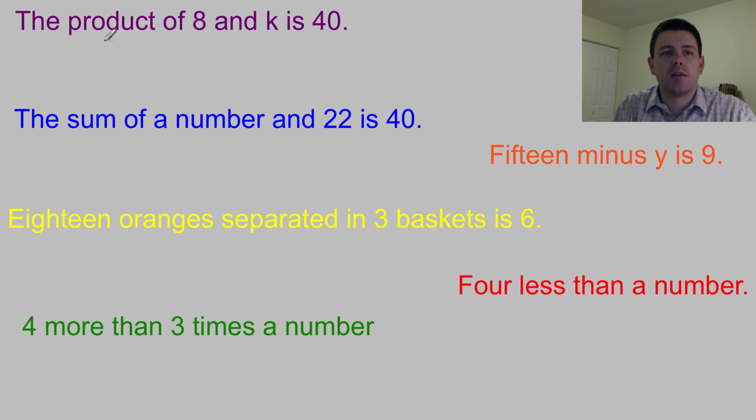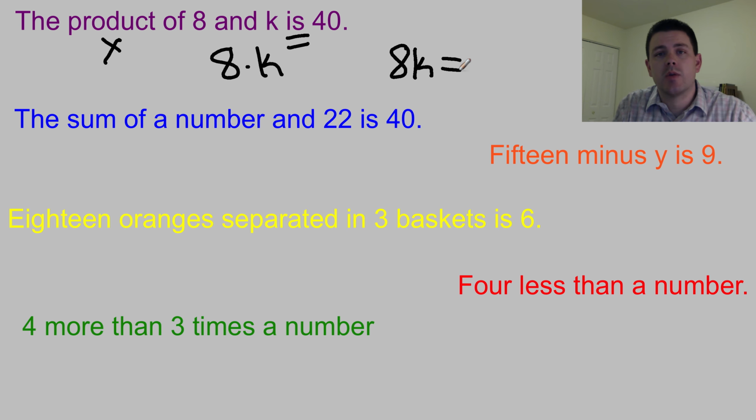So the product. Product means multiply of 8 and k. So 8 times k, or even better yet, just write 8k is, that's my equal sign. So I'm going to put my equal sign here, is 40. So 8 times some number is equal to 40. Well, stop and think about it. In this case, k is equal to 5. 8 times 5 is 40. So we can even solve those equations.